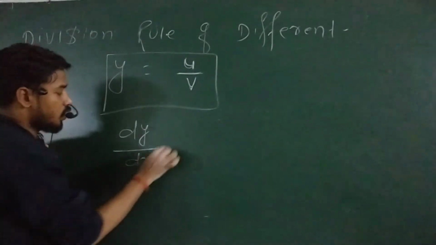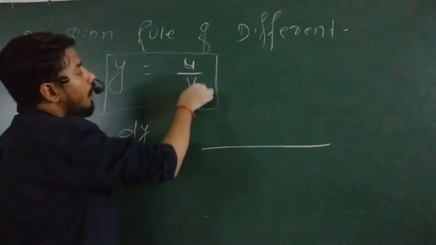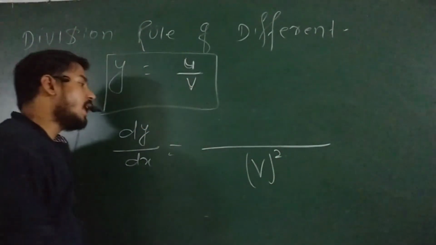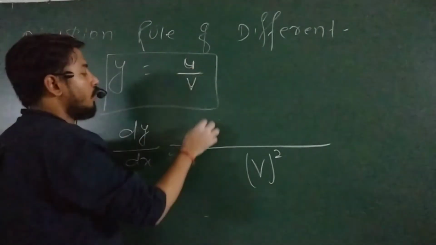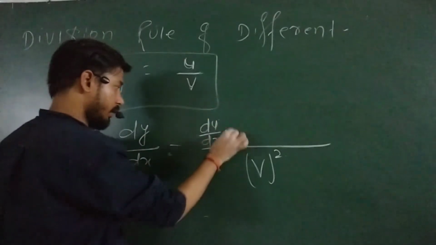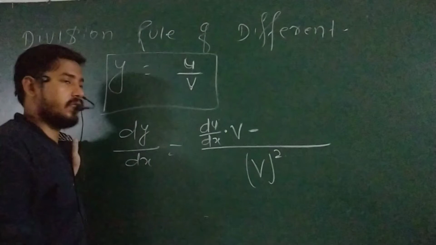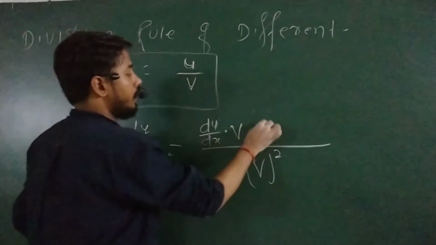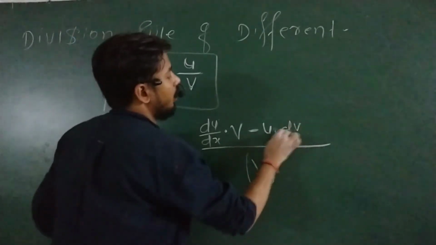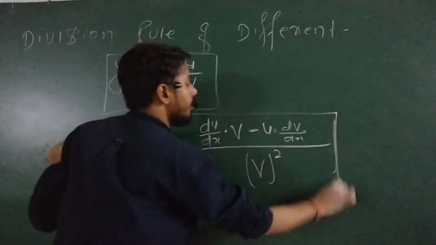So dy by dx. Draw one line here. Take the square of the denominator, so v whole square. Now differentiate the numerator, du by dx, and put the denominator as it is. Take the sign of minus. Now put the numerator as it is into the differentiation of the denominator. So this will be the result, this will be the rule of division.